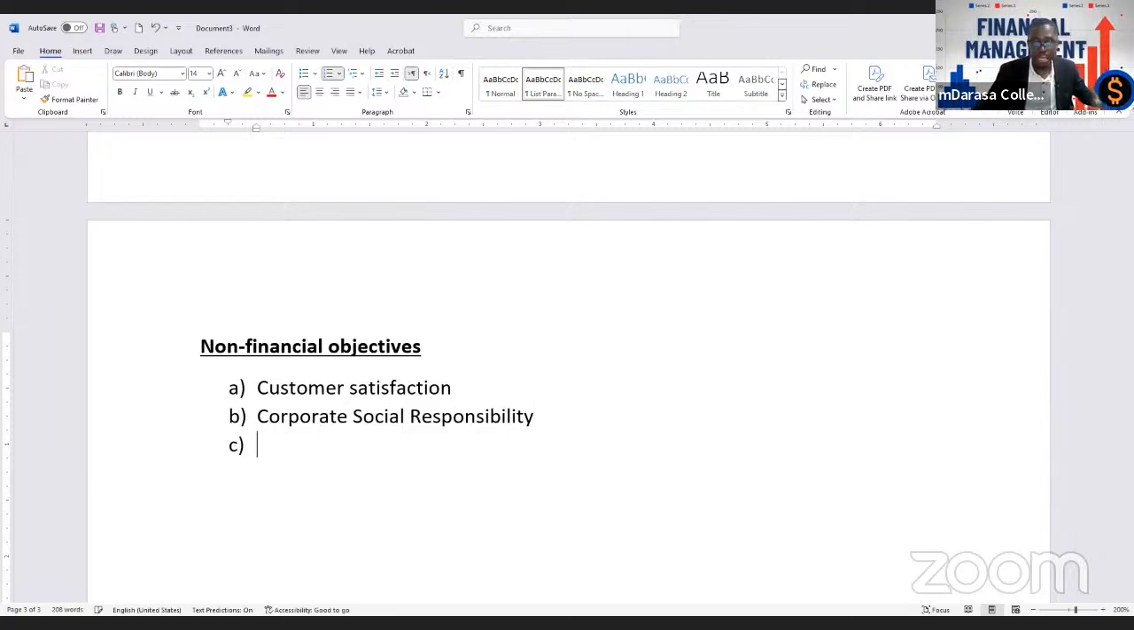Non-financial, but it is very key. Corporate social responsibility, where in this case we are adopting sustainable practices and contributing majorly to the social well-being. That is a very key element. The other key element that we can also talk about when it comes to non-financial is, of course, innovation. I'm going to explain why we are having this as non-financial.